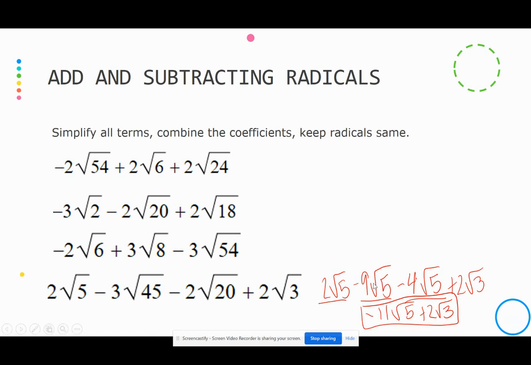Then I have negative 2 square root of 20, which we know is 4 times 5. So take the square root of 4 out, and we multiply by that negative 2 out here. We get negative 4 square root of 5, and then we leave 2 square root of 3. But we have to combine our like terms. Like terms in this sense means that we have same square roots or same radicals. So we do 2 minus 9 minus 4, which is negative 11 square root of 5. And the 2 square root of 3 has to stay the same because we are not doing anything with it. There's nothing we can combine.